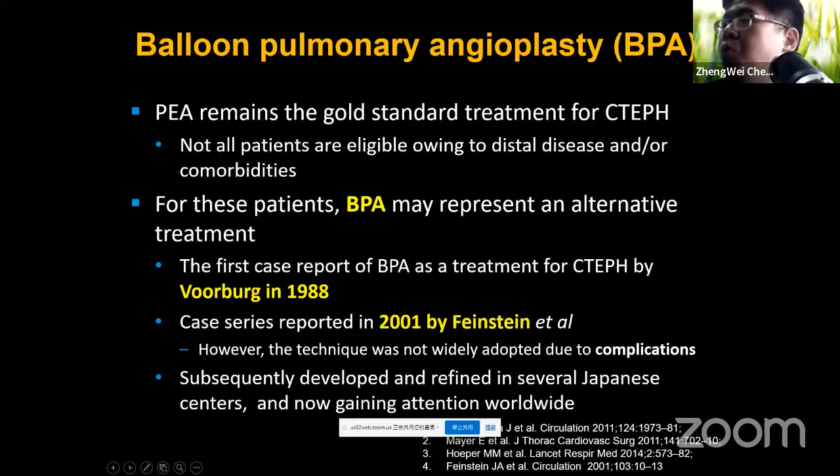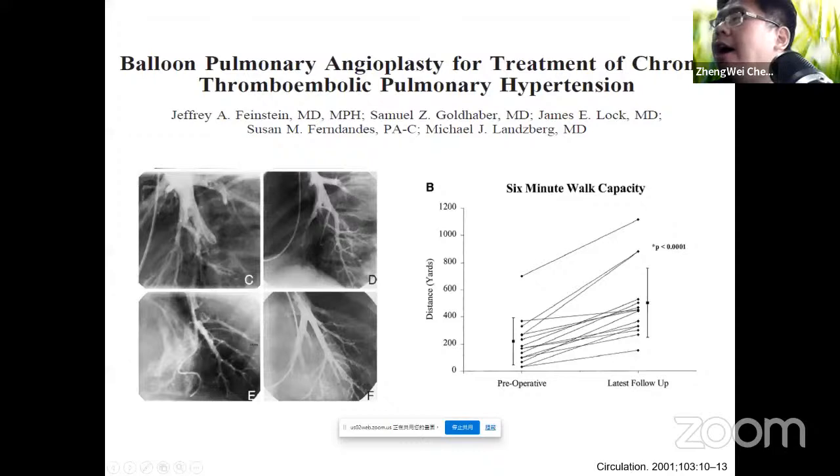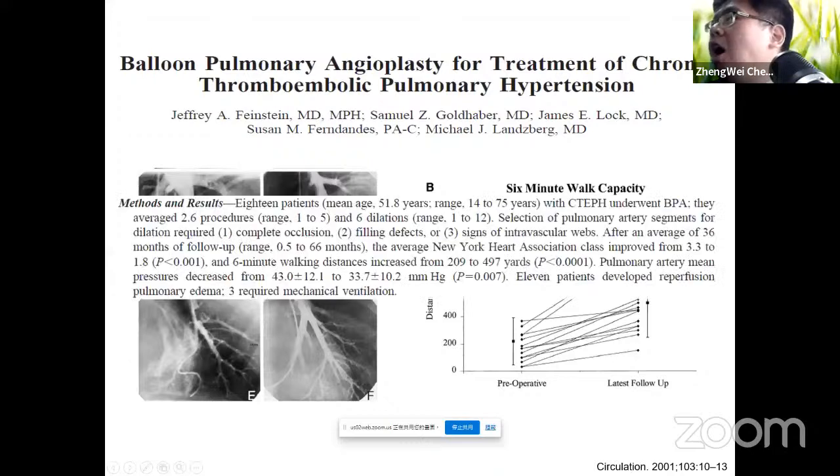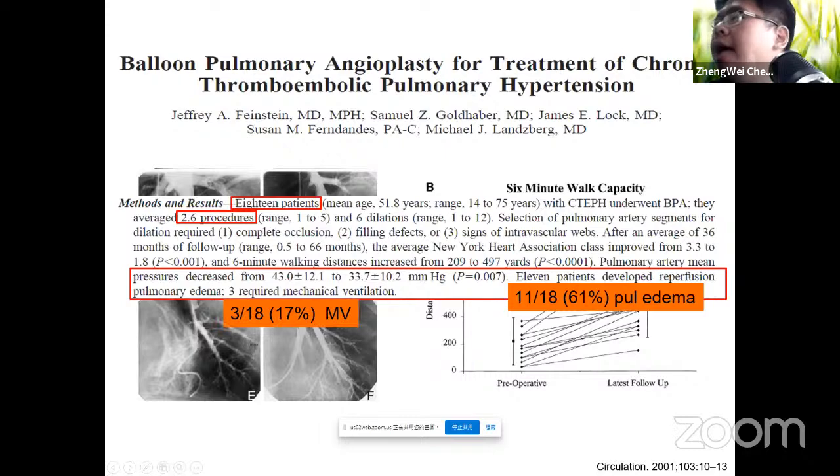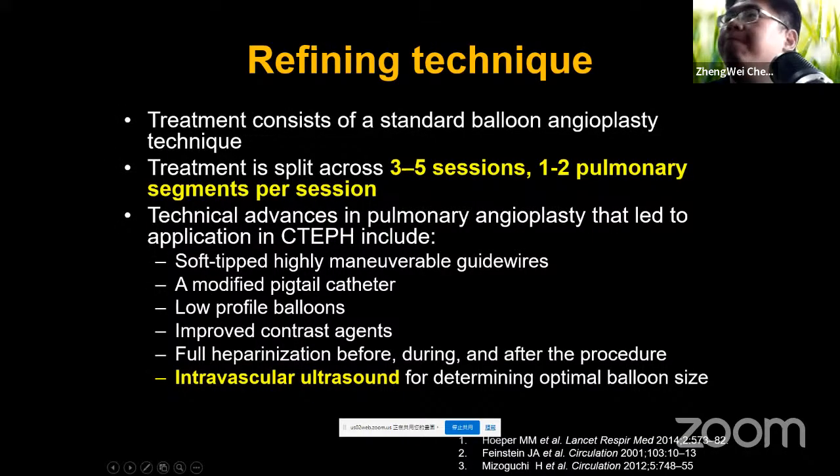The first case was reported by Woodbridge in 1988, followed by the case series reported by Feinstein in 2001. At that time, BPA had very high complication rates. In their report, 70% of patients required mechanical ventilation, and 61% of patients developed pulmonary edema.